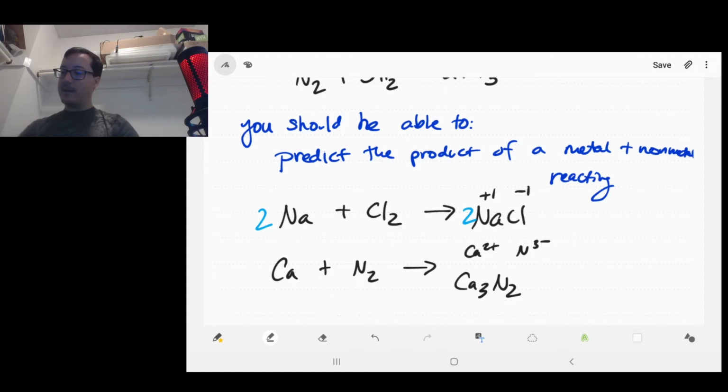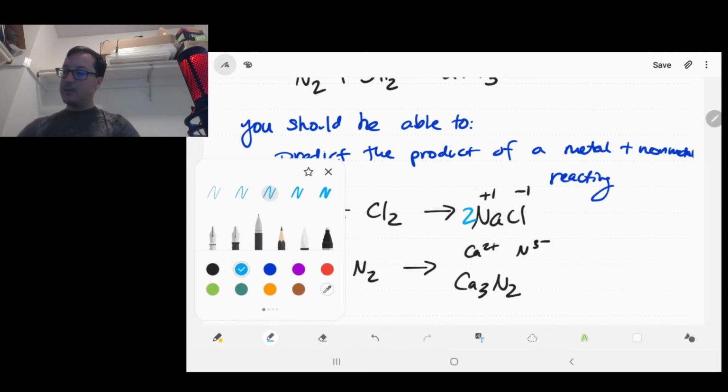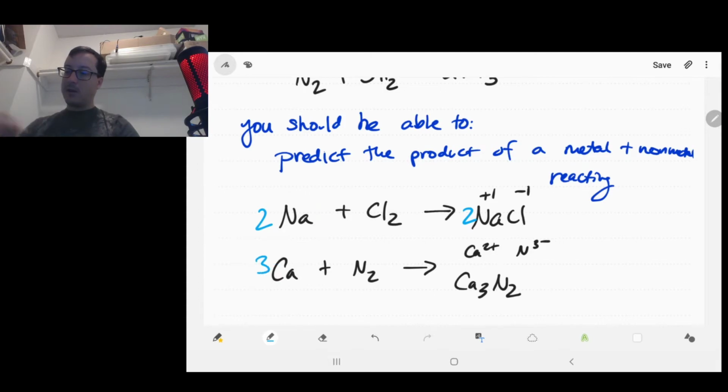And if you want to balance this, all you need to do is throw a 3 here. You've already got 2 nitrogens on both sides. You just need 3 calciums on both sides. And that's it.